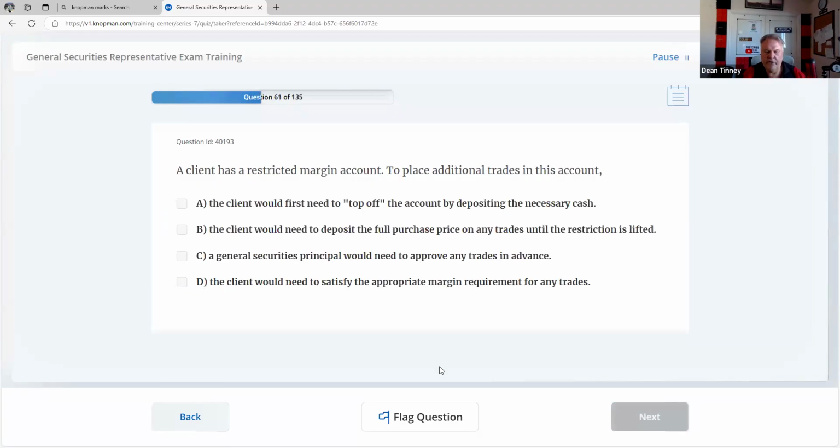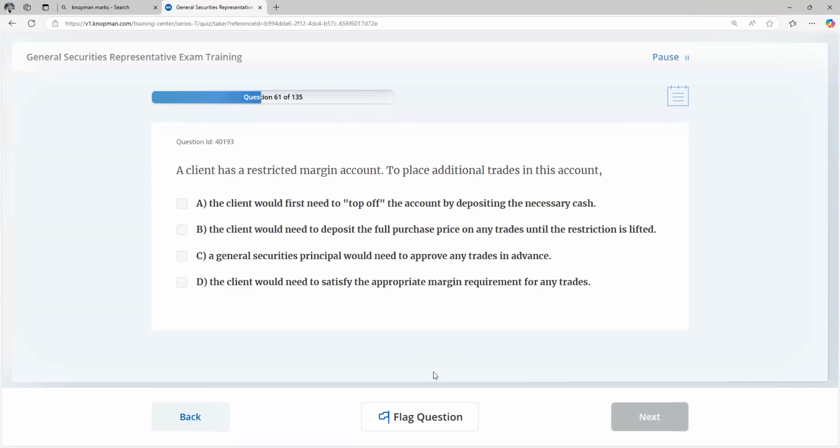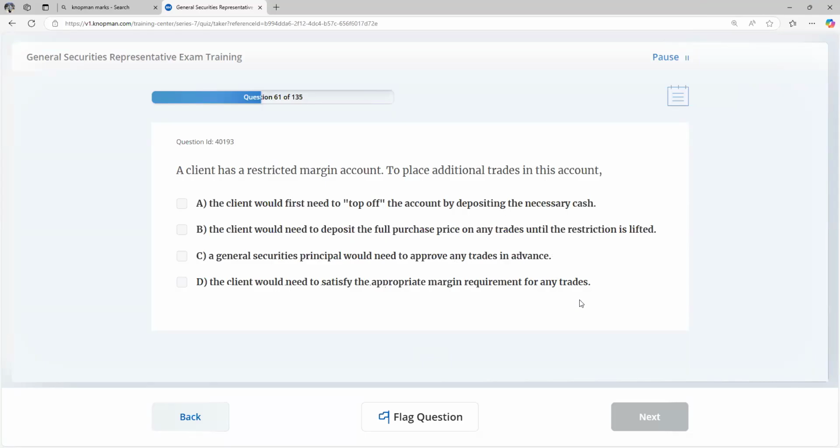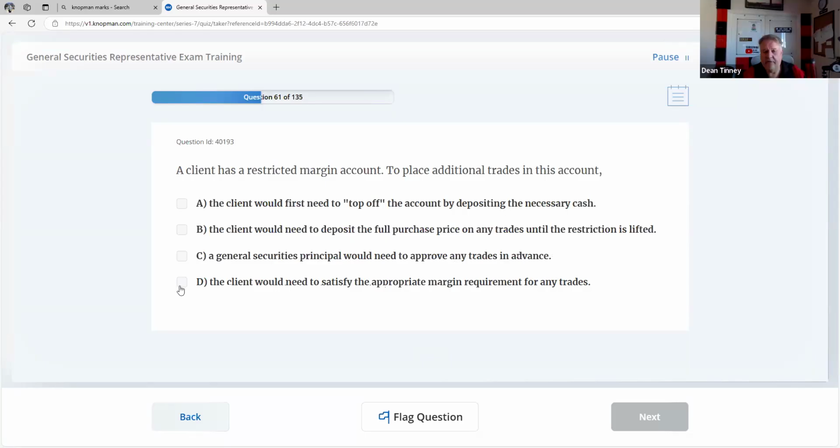A client has a restricted margin account. To place additional trades in the account, the client would need to... It's a restricted account. I feel like it could be B or C. So remember, restricted just means you're below 50% equity. That's all that means. So then you'd need to satisfy the appropriate margin requirement. I think that's going to be the answer.